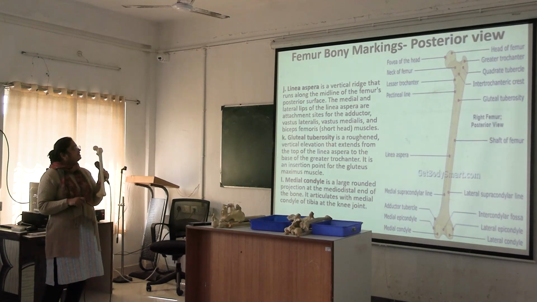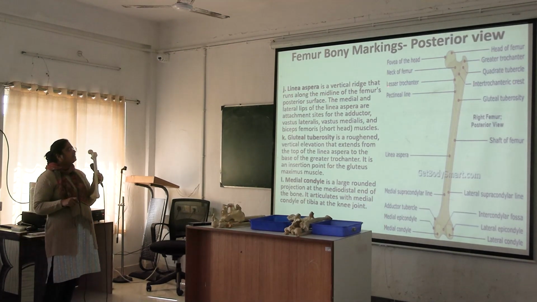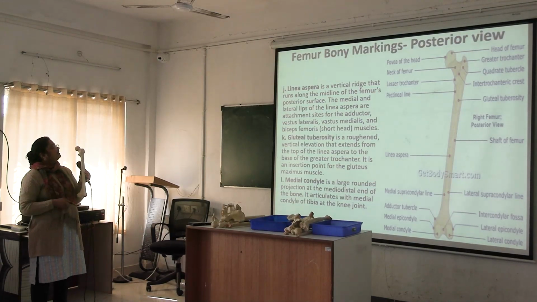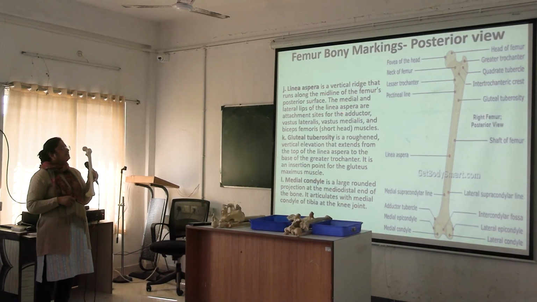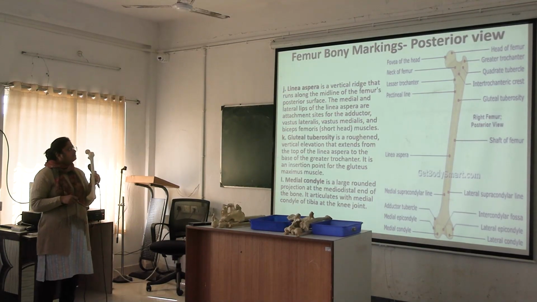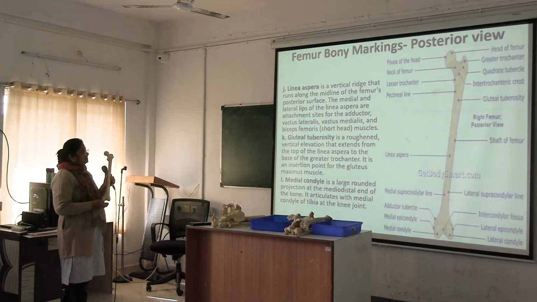So linea aspera is a vertical ridge, and that runs along the midline of the femur's posterior surface. Here, linea aspera. And the medial and lateral lips of the linea aspera are attachment sites for all these muscles: adductor muscles, vastus lateralis, medialis, short head of biceps femoris, that is part of the hamstring group of muscles. These are attached on the linea aspera.